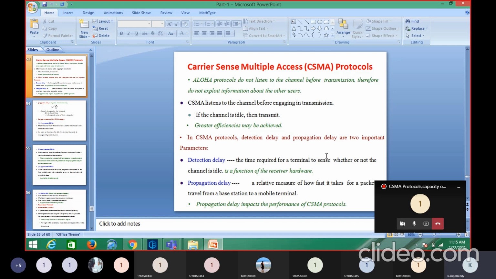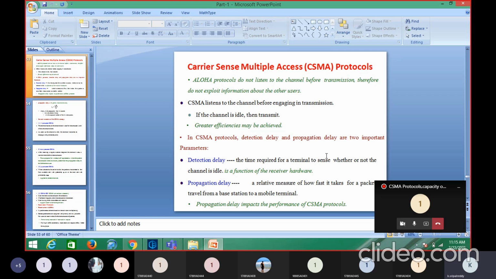CSMA protocols versus ALOHA protocols. ALOHA protocols do not listen to the channel before transmission, so they do not exploit information about the channel, meaning whether the channel is free or busy with some user who is using it for transmission of information. But that is taken care of in CSMA, carrier sense multiple access protocols.